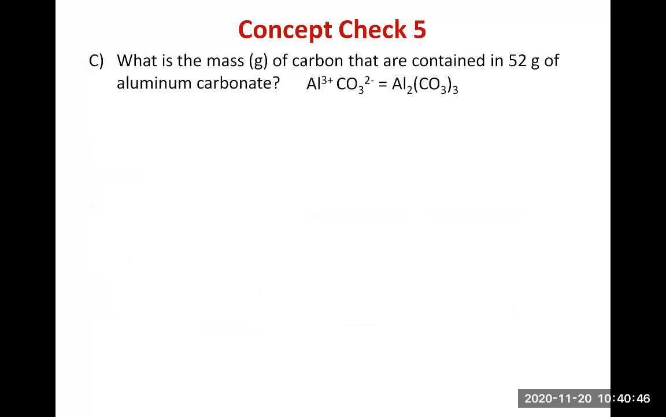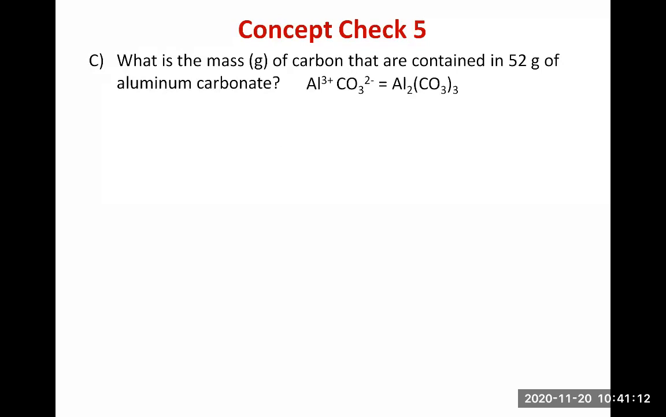Let's go through the last example, or the last concept check here. What is the mass in grams of carbon that is contained in 52 grams of aluminum carbonate? So aluminum carbonate, that's the name, and you need to retrieve the formula.